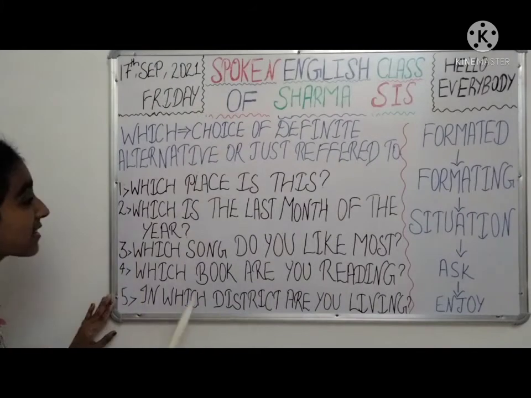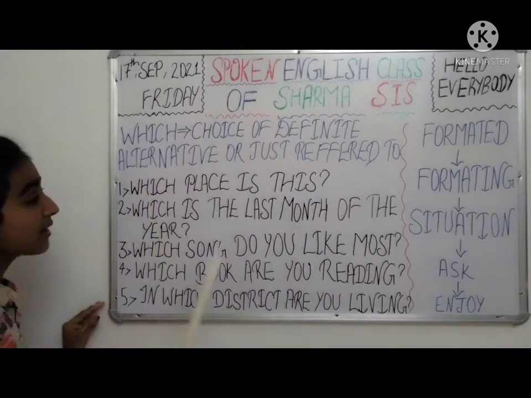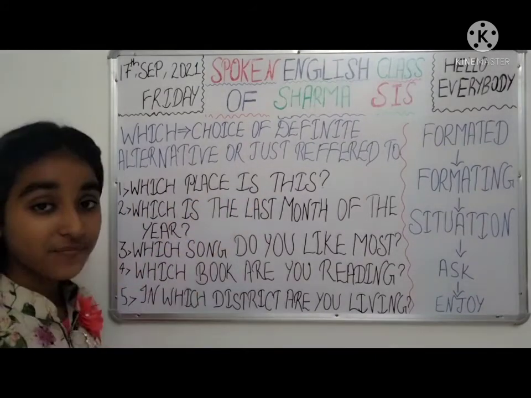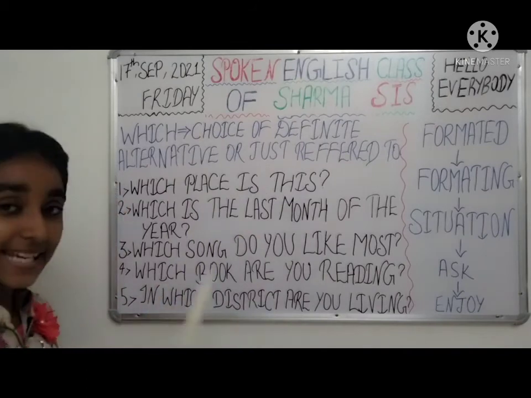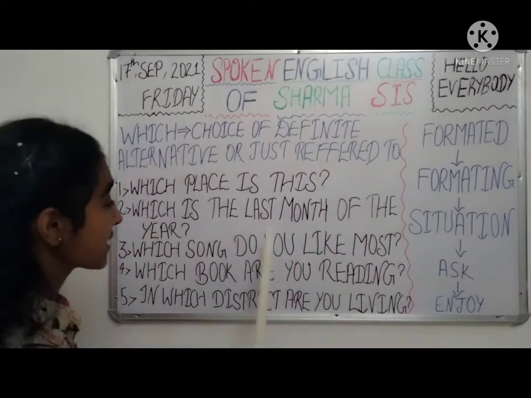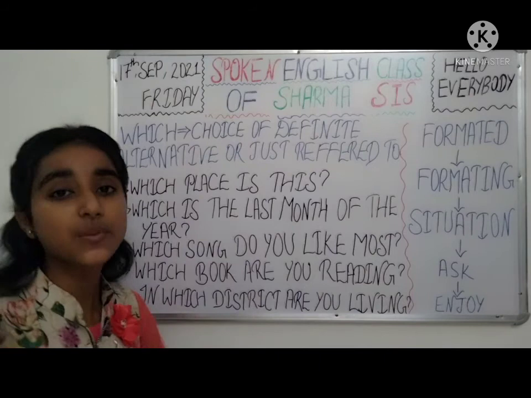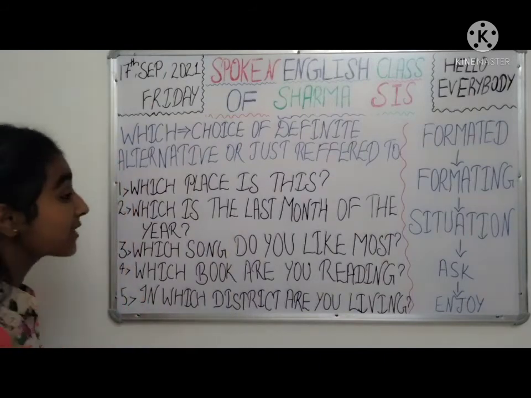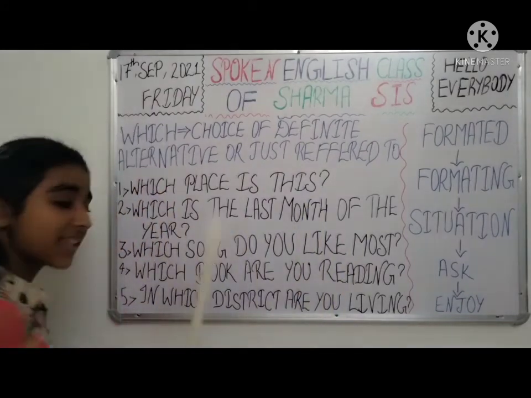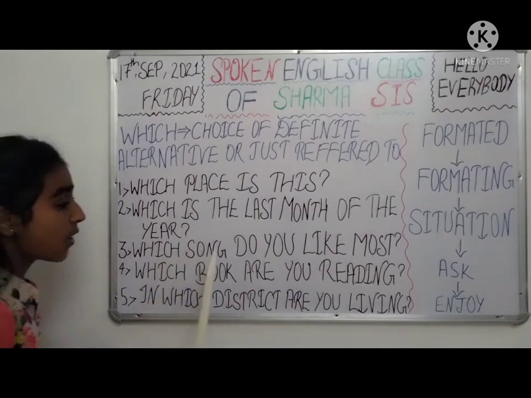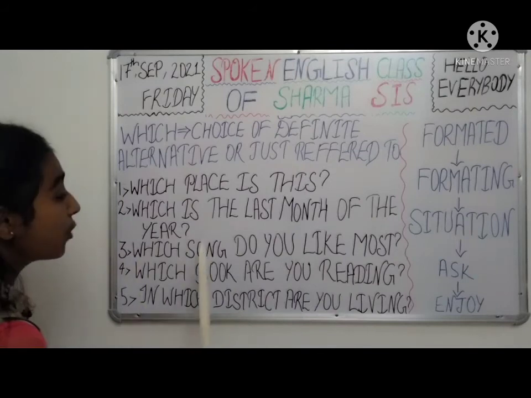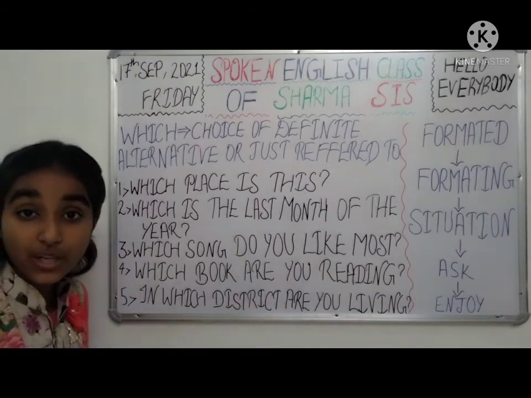So first is, which place is this? In the place of place, we can write, which school is this? Which college is this? Etc. Which is the last month of the year? In the place of last, we can write, which is the first month of the year. And in the place of month, we can write, which is the last date of the year. Next is, which song do you like most? In the place of song, we can write, which book do you like most? Which story do you like most?